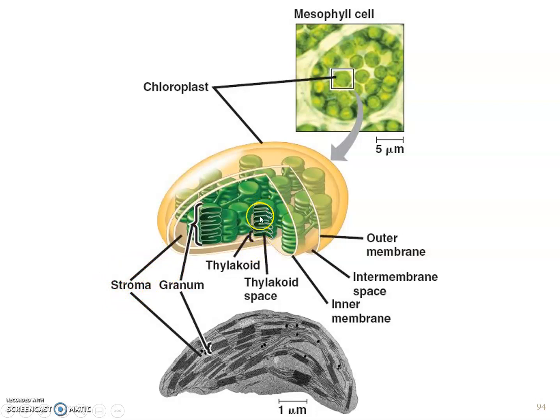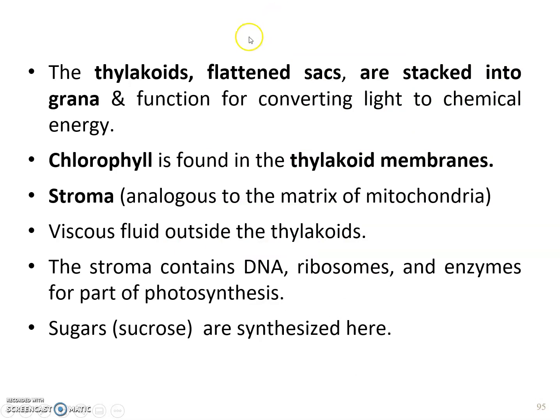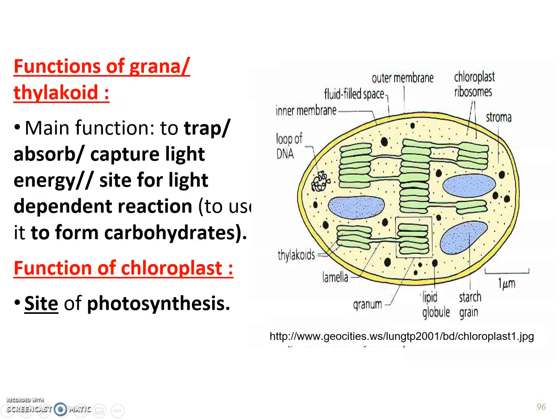So thylakoids will be stacked up to form grana. Okay, grana is plural. Singular, you call it a granum. So in between the double layers of membrane, we have the intermembrane space. Okay, so chlorophyll pigment can be found on the thylakoid membranes. Main function of chloroplast: site of photosynthesis.